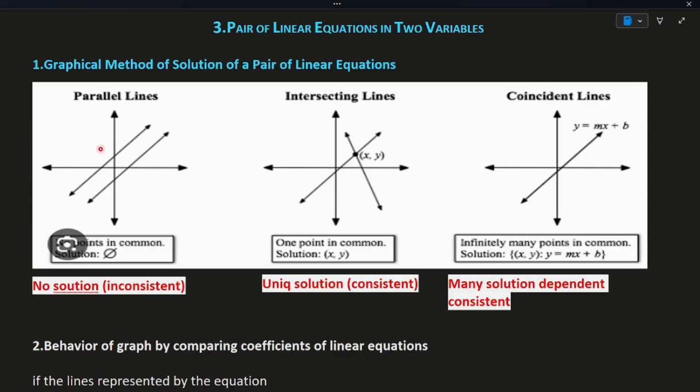In graphical method of finding the solution, we have three cases. Case 1 is when two linear equations are parallel to each other, it has no solution. When two linear equations intersect each other at a particular point, it has the unique solution at x, y. When two linear equations coincide or overlap each other, it has infinitely many solutions.